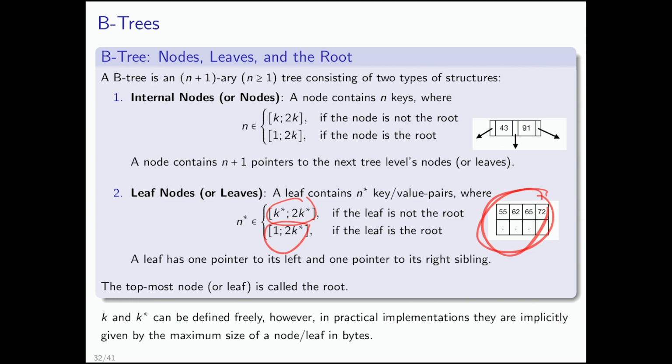So the smallest B tree you can think of is a single leaf with only one entry. That's okay. That's a valid B tree. These parameters k and k star can be defined freely.